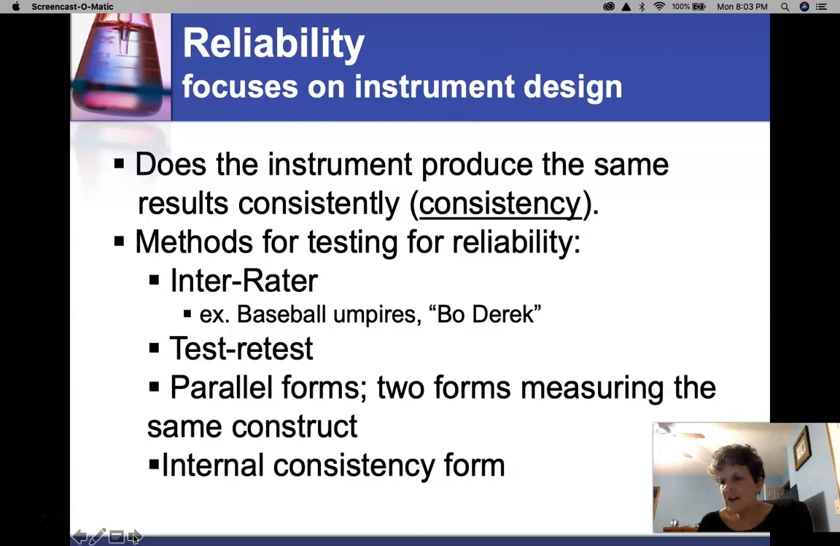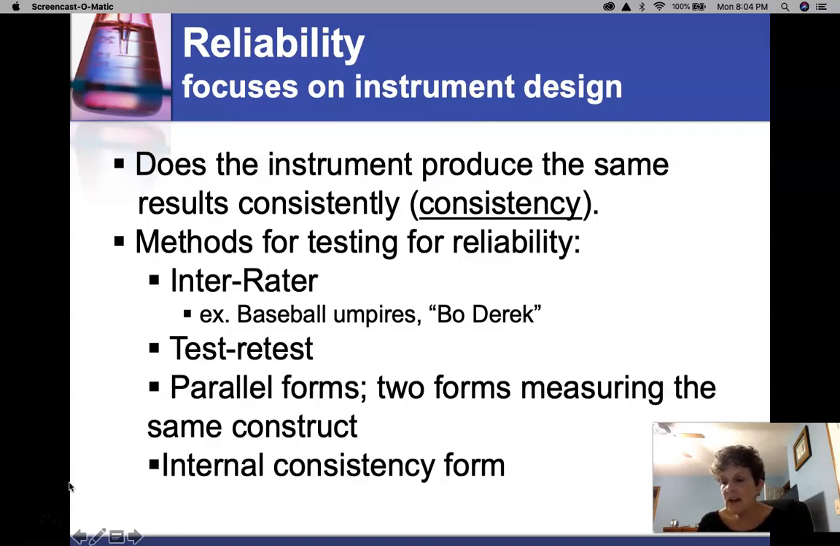Then we also have what's called test-retest, which measures test consistency, the reliability of the test over time. You give the same test twice to the same people at different times to see if the scores are the same or very close to the same. And then we have parallel forms: two forms that are slightly different in formulation, but they measure the same construct.